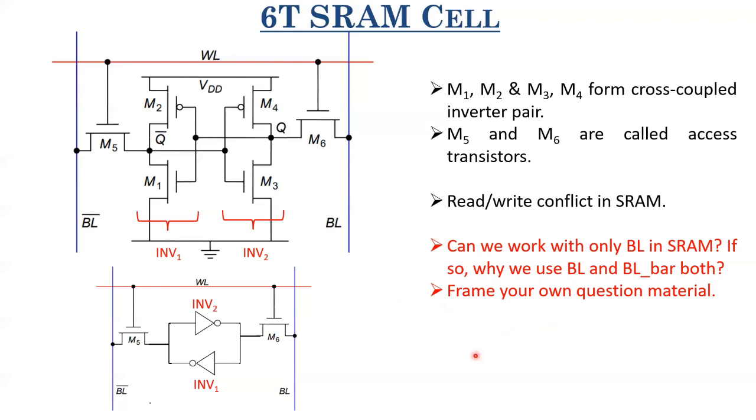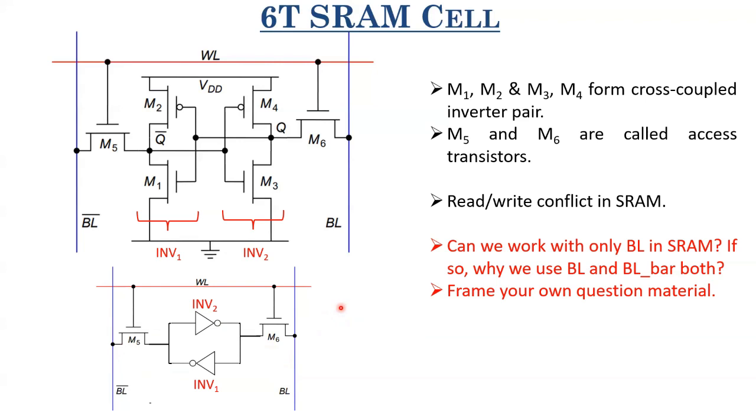Right? Now with this introduction to the 6T SRAM cell, where we have two cross-coupled inverter pairs whose content can be addressed or changed with the help of these access transistors, let us look at the read operation and the write operation in SRAM cell.